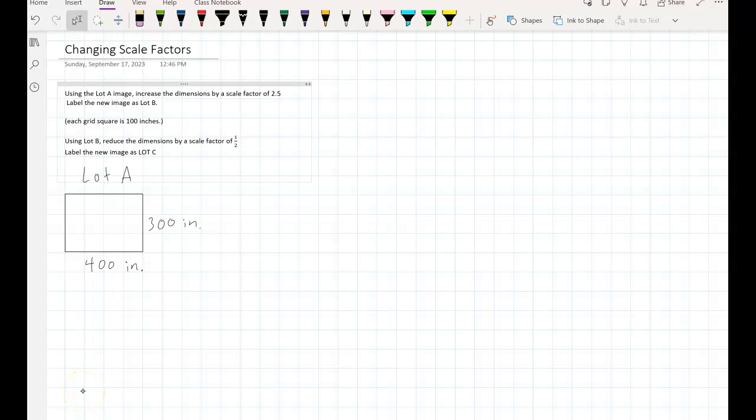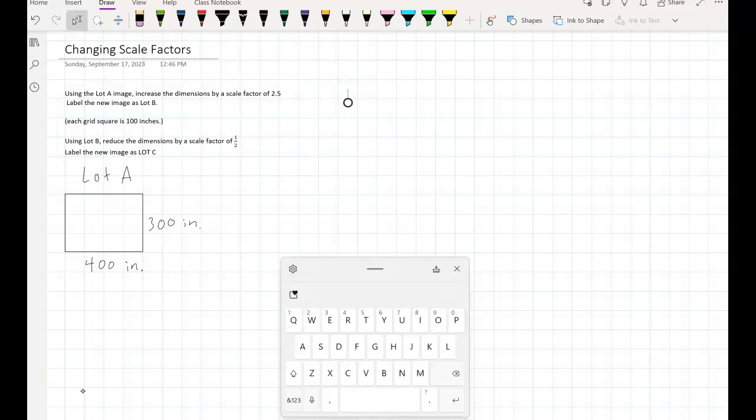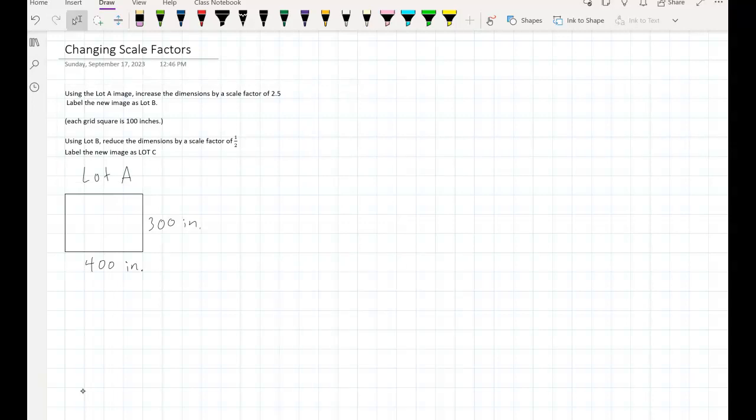Today we are going to take a look at changing scale factors. We're going to get started right away here. Okay, so let's start off. This says that using the lot A image, increase the dimensions by a scale factor of 2.5 and then label the new image as lot B. So we can see that lot A is 300 inches by 400 inches.